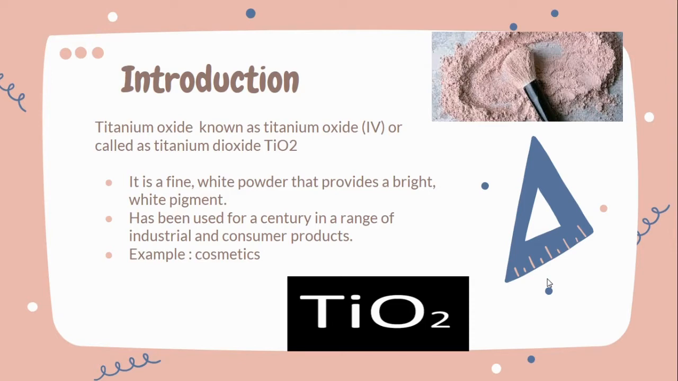When titanium interacts with oxygen, it will form titanium oxide. Titanium oxide, known as titanium oxide 4 or commonly called as titanium dioxide. Titanium oxide is a fine, white powder that provides a bright white pigment. It has been used for a century in a range of industrial and consumer products. There's a lot of product consists of titanium oxide in it. For example, we have paint, plastic, coated fabrics, textiles, cosmetics, and many more. But our group chose to focus more about titanium oxide in cosmetics.